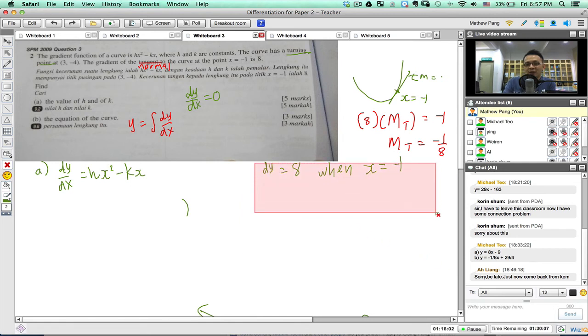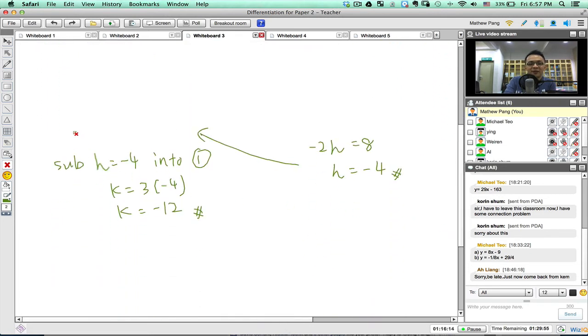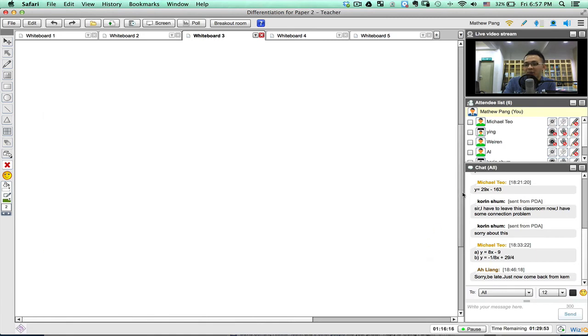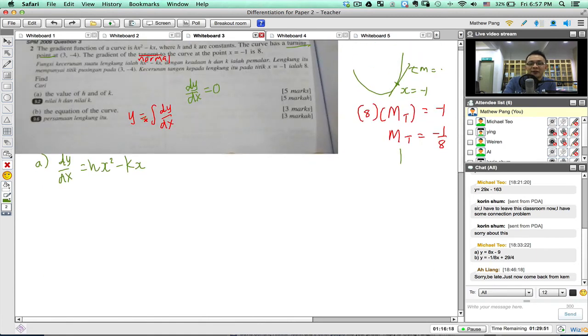Okay. Yep. What happens to all these numbers? Okay. Let me erase everything here, therefore I can have more space to write. So now part B. I want to find the equation of the curve, right?